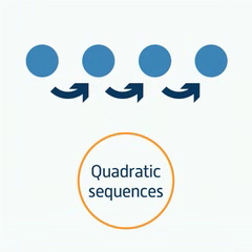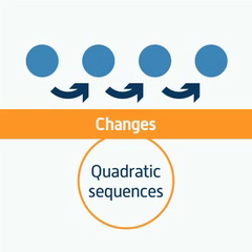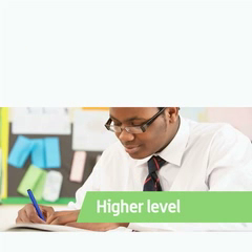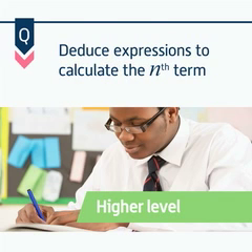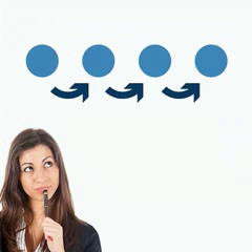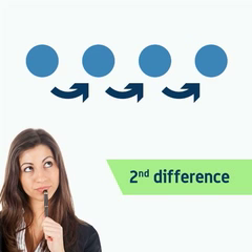Quadratic sequences occur when the difference from term to term changes. In this chapter, we will look at higher-level questions, such as finding a formula for the nth term and deducing expressions to calculate the nth term of a quadratic sequence. The way to recognise if we have a quadratic sequence is finding the second difference.